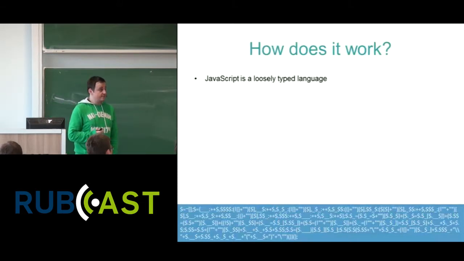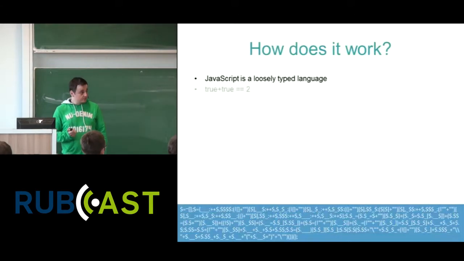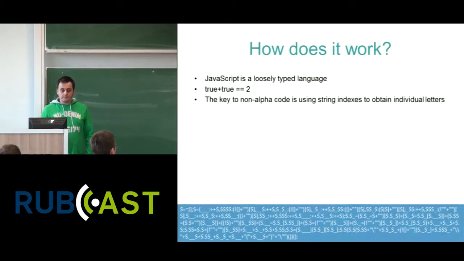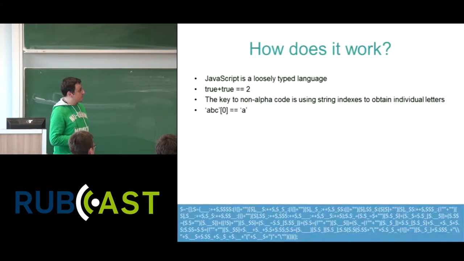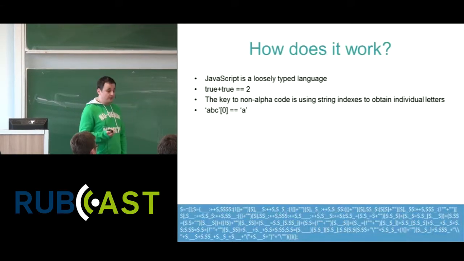Because JavaScript's loosely typed, the objects themselves can be used to create strings. So true plus true equals 2. So true acts as the number 1. False acts as the number 0. So the key to using it is using string indexes. A string index in JavaScript is a non-standard feature that allows you to treat a string as an array, and the index specifies the letter.